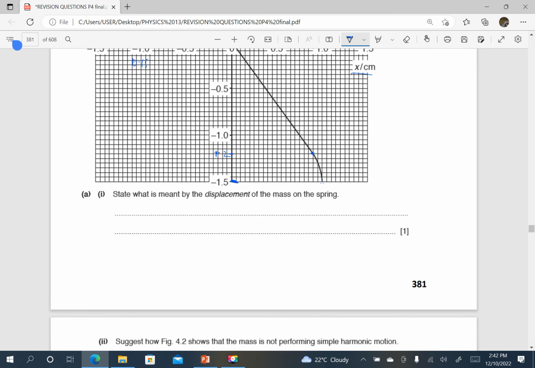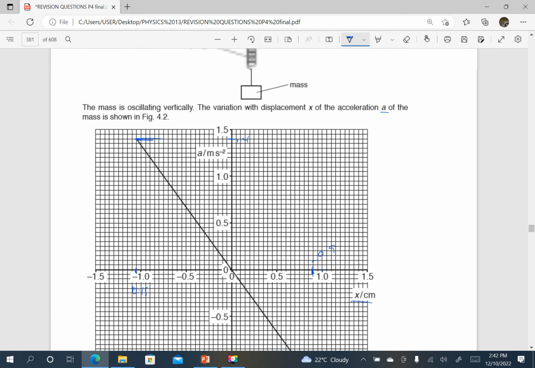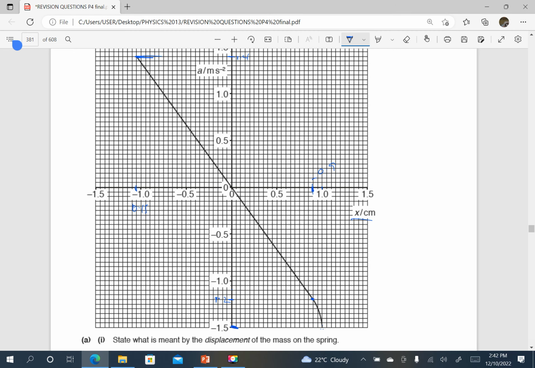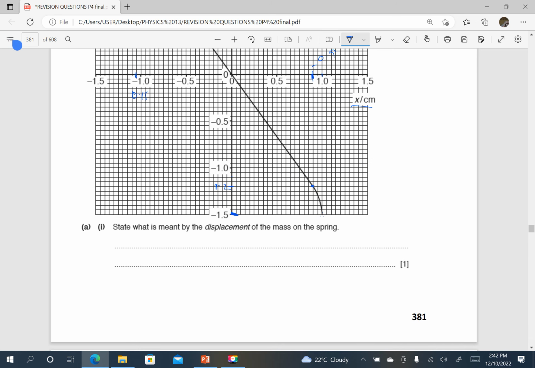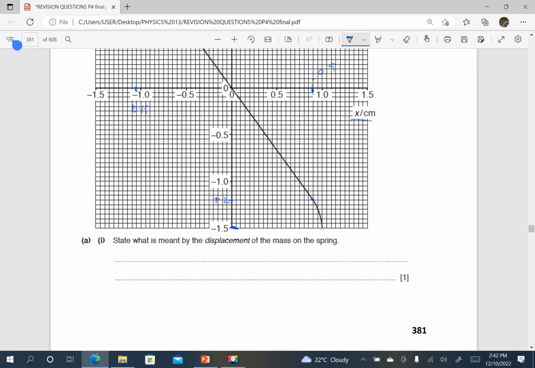State what is meant by displacement of the mass on the spring. Of course, the displacement of the mass on the spring is the distance moved by the mass in a given direction. Distance from a reference point, which is the equilibrium point, in a given direction. So this is the distance moved by the mass from a reference point in a specific direction.